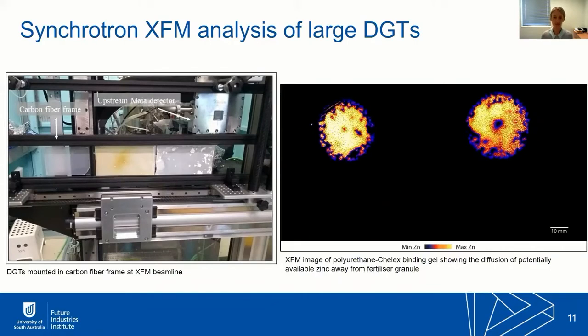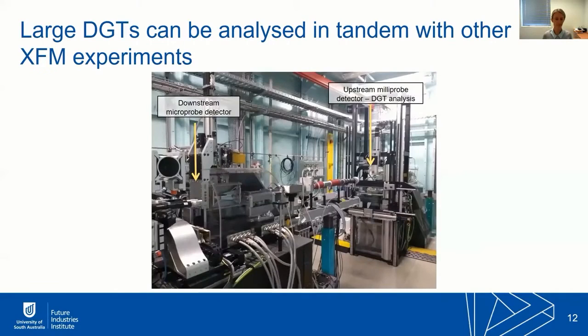On the right is an XFM image of that gel that shows the distribution of potentially available zinc as a result of deploying that DGT on the granules that were incubated in the soil, as shown in the previous slide. And you can see potentially available zinc has diffused around 2 centimetres from that site of application.